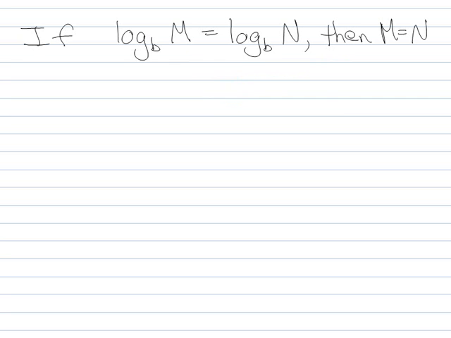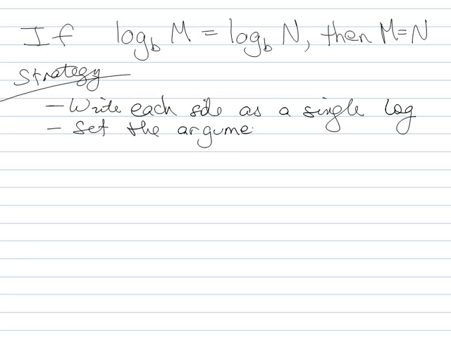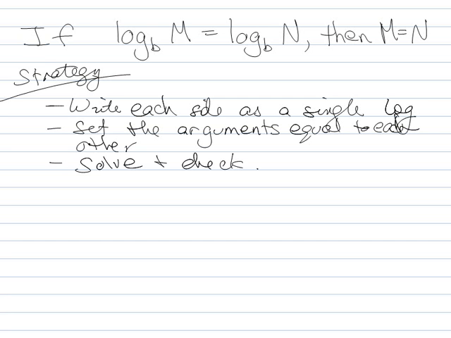So our general strategy for these kind of problems is going to be to write each side as a single logarithm. We're going to set the arguments, for lack of a better word, equal to each other. So we're going to set the m and the n equal to each other. And then we're going to solve and check. So I say solve and check. What do I mean by check?